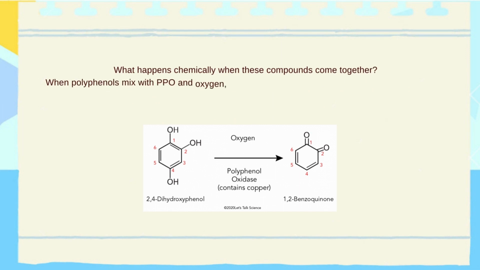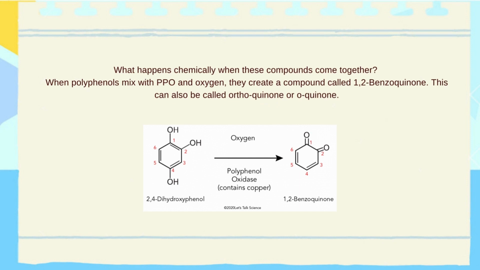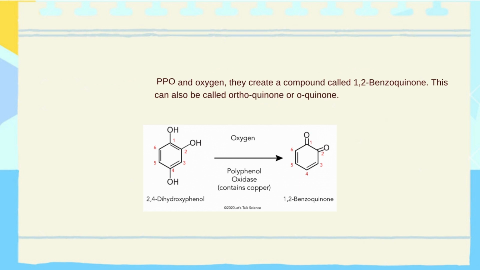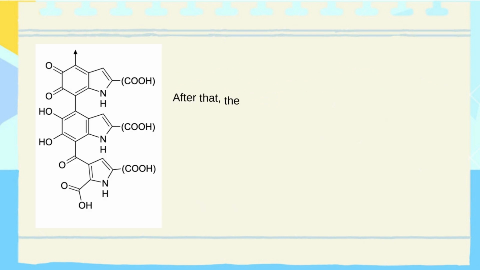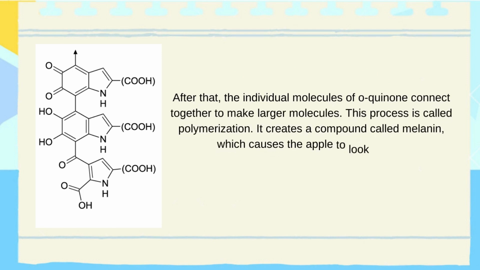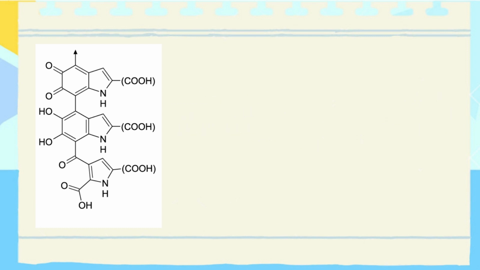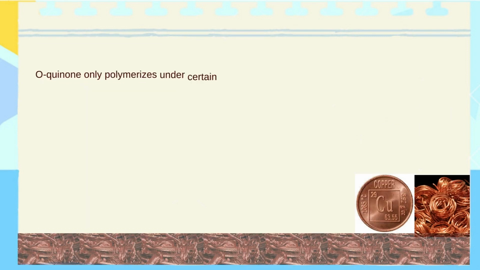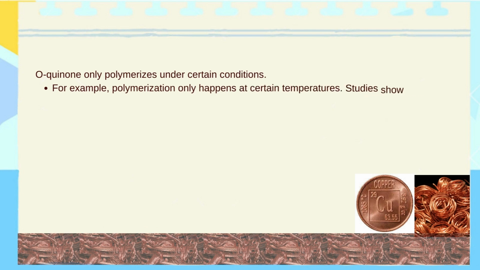When polyphenol mix with PPO and oxygen, they create a compound called 1,2-benzoquinone. This can also be called orthoquinone or o-quinone. After that, the individual molecules of o-quinone connect together to make larger molecules. This process is called polymerization. It creates a compound called melanin, which causes the apple to look brown. O-quinone only polymerizes under certain conditions. For example, polymerization only happens at certain temperatures.